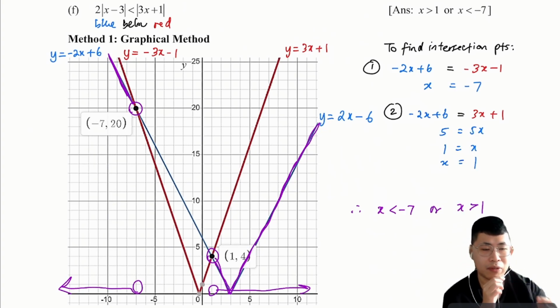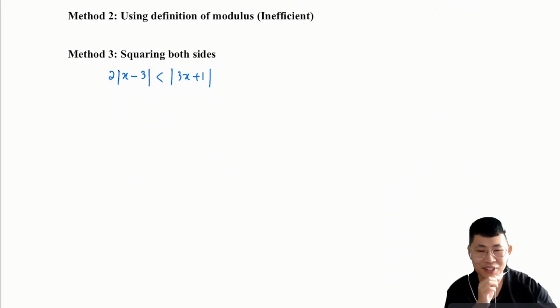Okay, so if we were to use the graphical method, it will be helpful to find the intersection point. If it's not nice, then we will just read from the graph directly. Lastly, we don't use the definition of modulus because it's inefficient. We still fall back to a graphical method anyway to determine which one to solve, so don't bother.